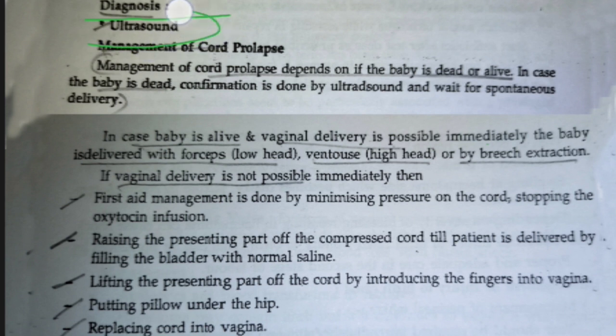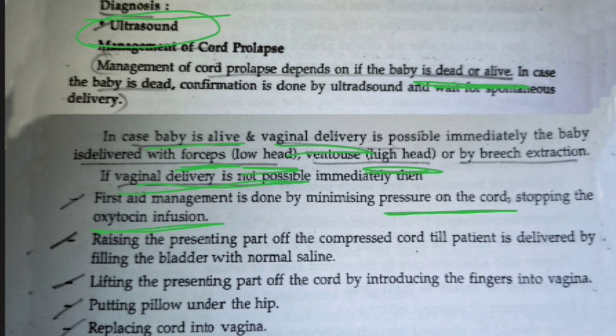Diagnosis: ultrasound is performed to make sure whether the baby is alive or dead. Based on this status, we will come to know what to do further. If the baby is alive and vaginal delivery is possible, then we will perform the delivery with the help of forceps, like low head forceps or high head forceps. If vaginal delivery is not possible, then we will do further things, like not applying more pressure on the cord by reducing the infusion of oxytocin.